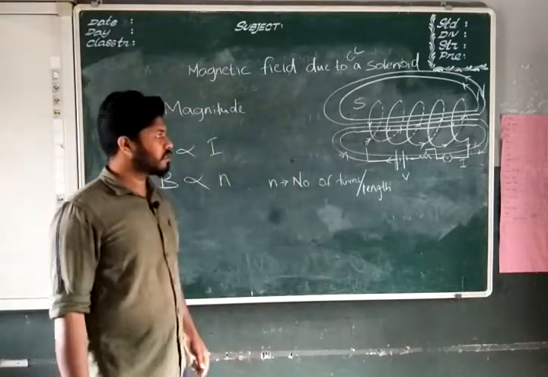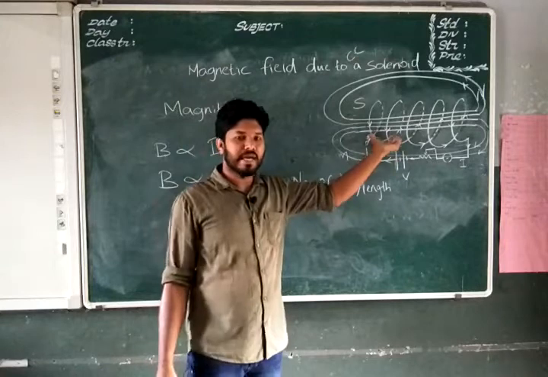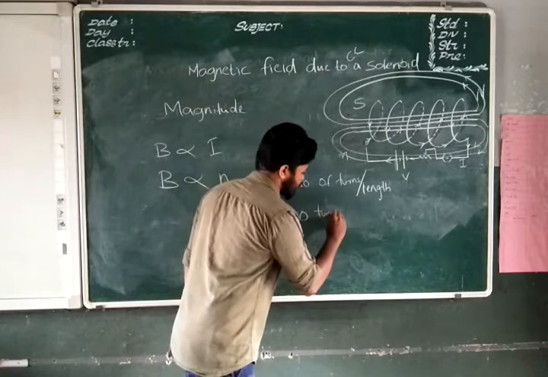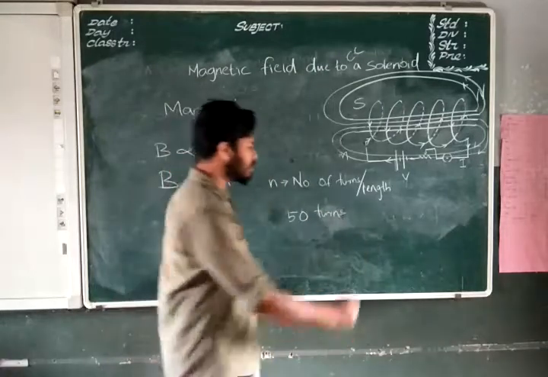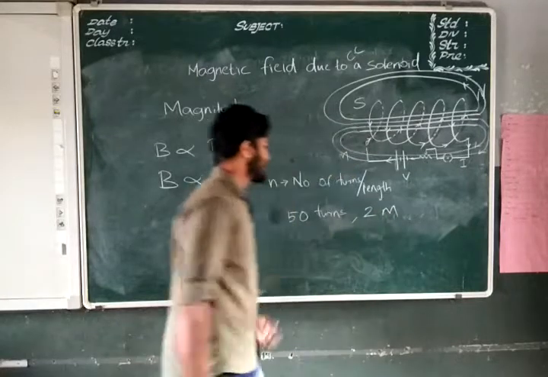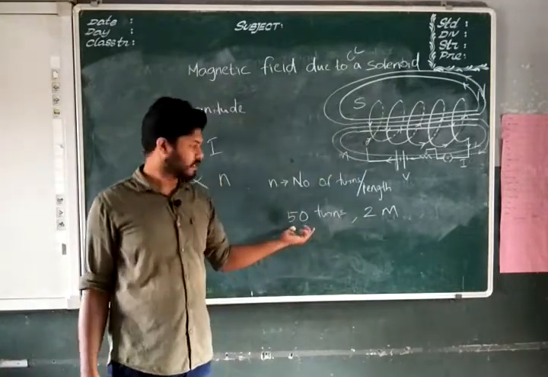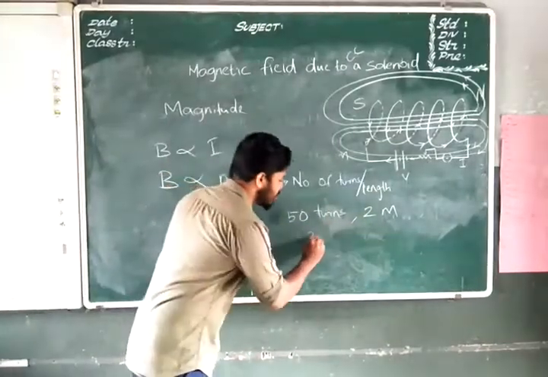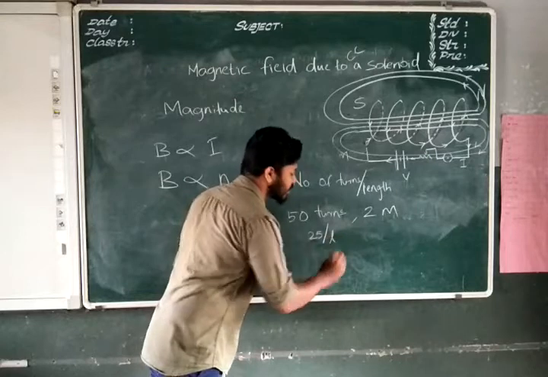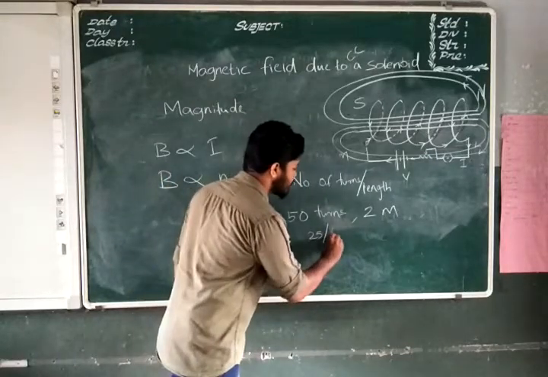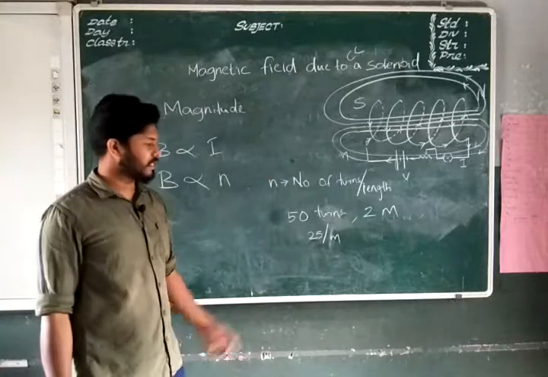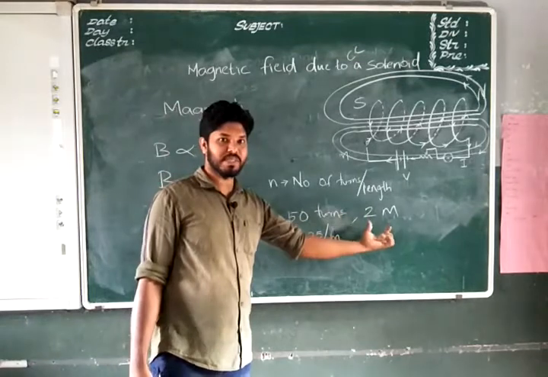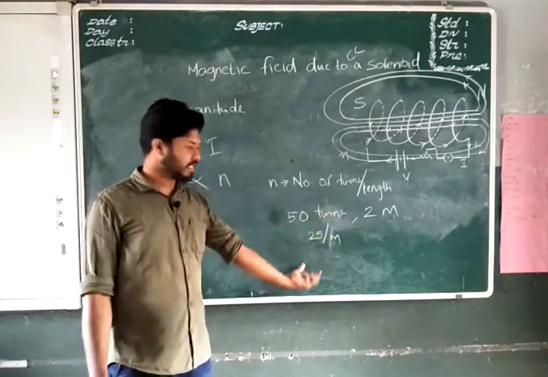What it means is, suppose this solenoid has 50 turns, and its length is 2 meter. Then what is the number of turns per unit length? Number of turns per unit length is 50 by 2, that is 25 turns per meter. It is 50 turns for 2 meter, so the number of turns per meter is 25.